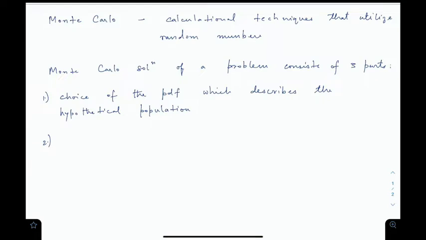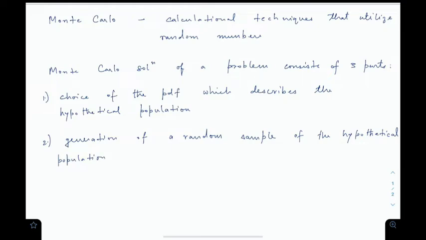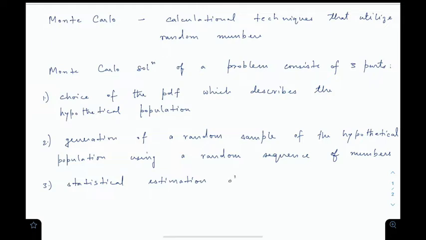The second part would be generation of a random sample of the hypothetical population, which is done using a random sequence of numbers. This would be followed by a statistical estimation of the parameter in question from the random sample.